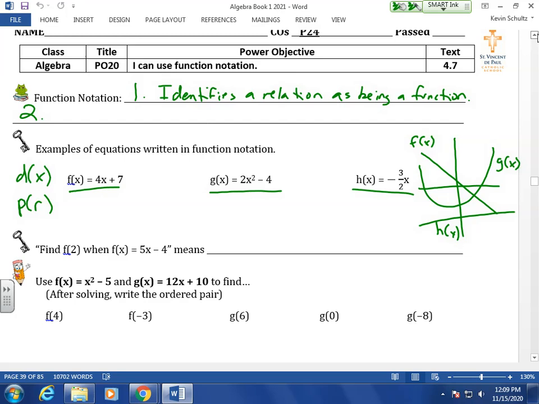The second thing that function notation does is, how do I write this?